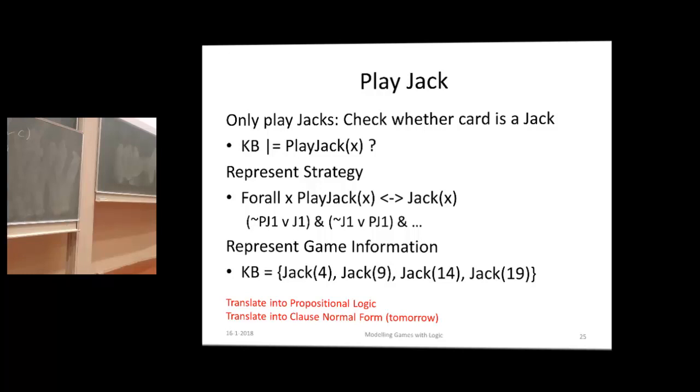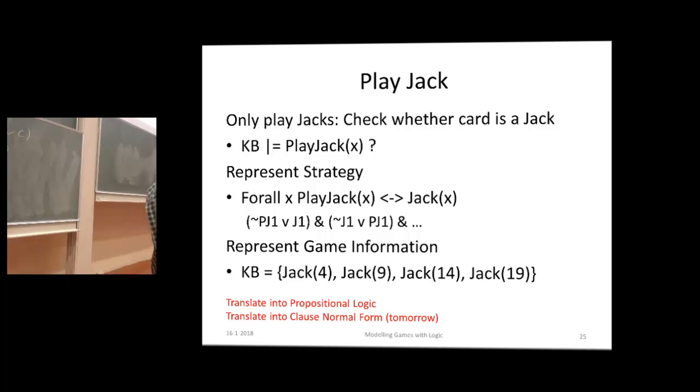So the strategy is, if something is a jack, then you play it. So play jack is simply the information that if it's a jack, we play it. That is in first order logic: for all x, for any card, the rule of play the card is given whenever this card itself is a jack.